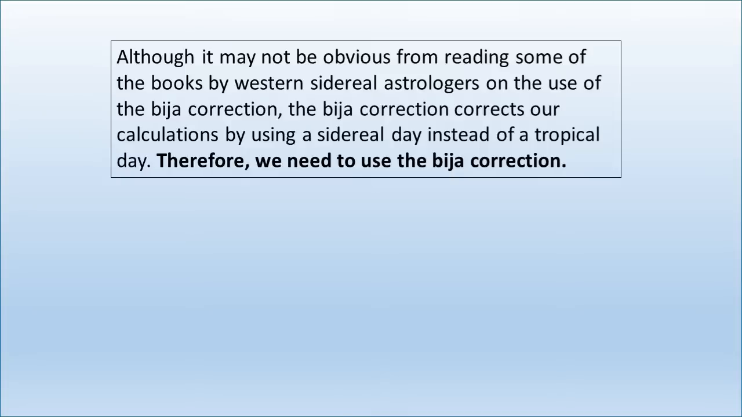If you read the books by the Western sidereal astrologers, at least the books I've read, they never make it clear that all they're doing is changing the day to be a sidereal day. They talk about all these fancy formulas and stuff. What's the point of it all? The point, I just explained: the Bija Correction changes the day to be a sidereal day. And even though we're not sidereal astrologers, we agree that we should use a sidereal day.